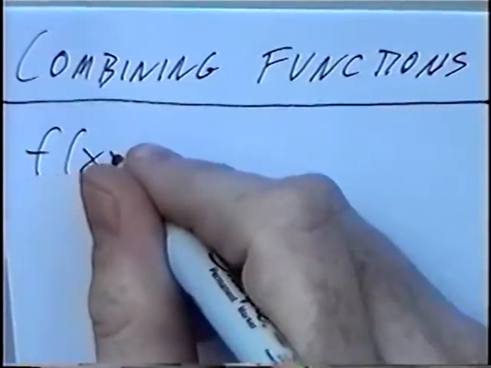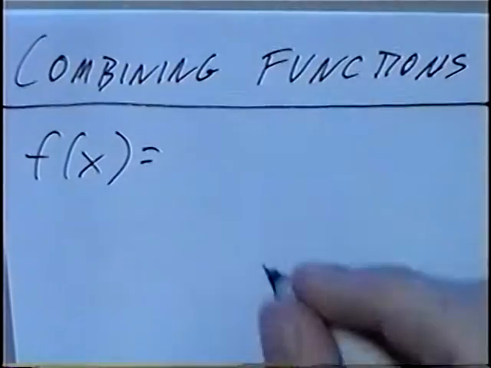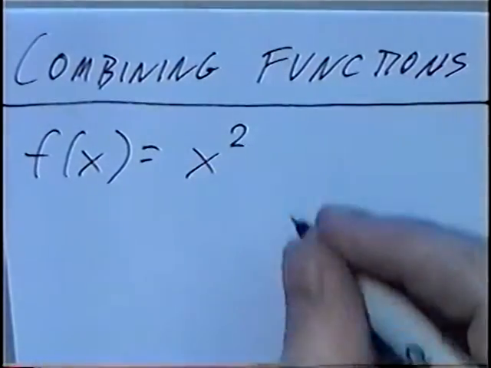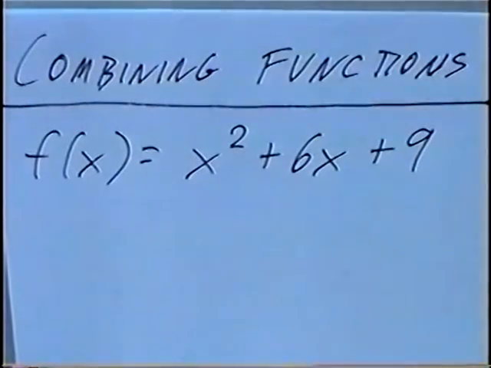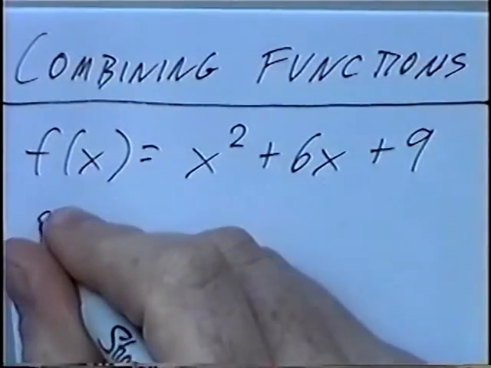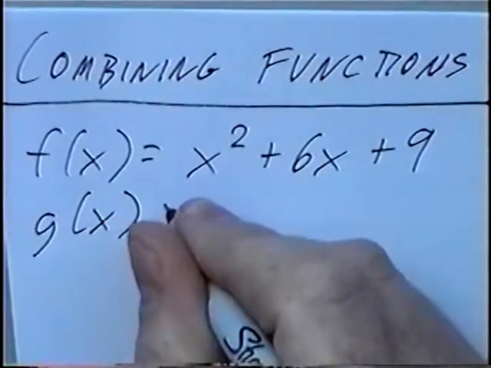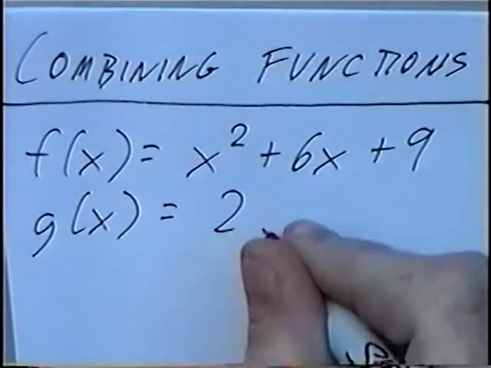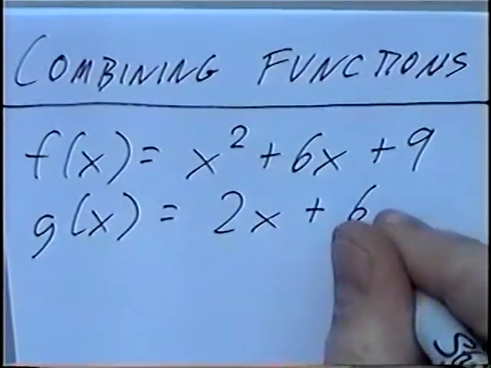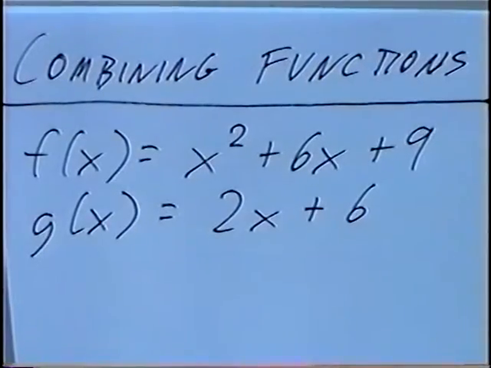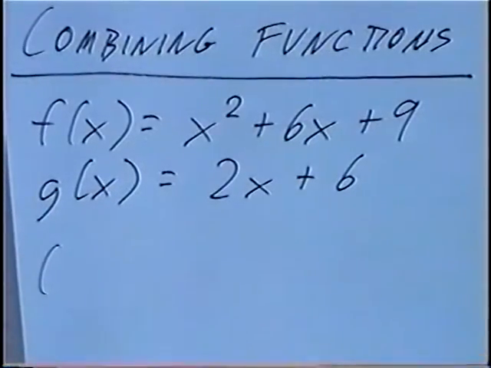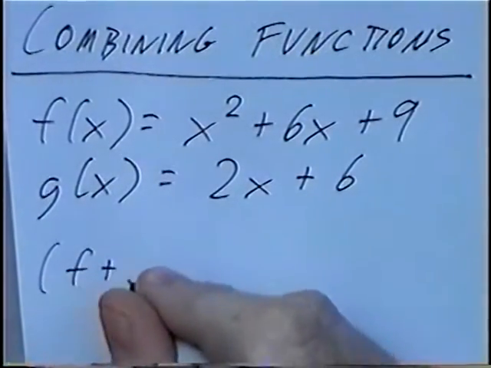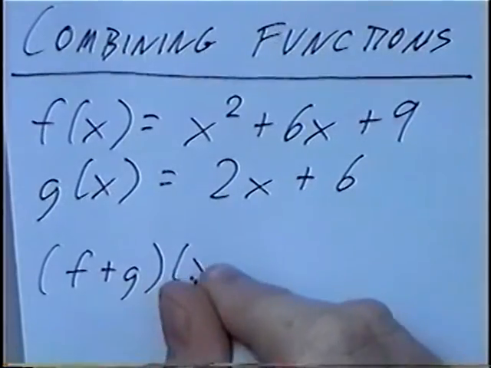First function we'll look at, f of x equals x squared plus 6x plus 9. And second function, g of x equals 2x plus 6. The first question we'll look at to combine functions will be f plus g of x.